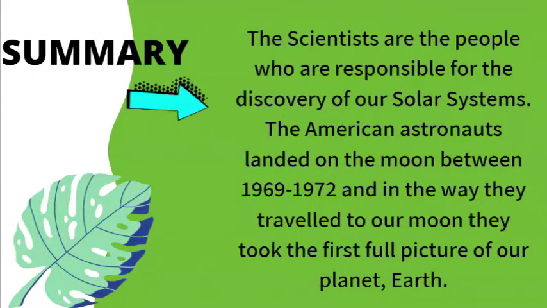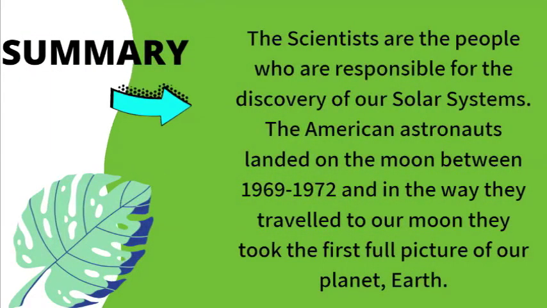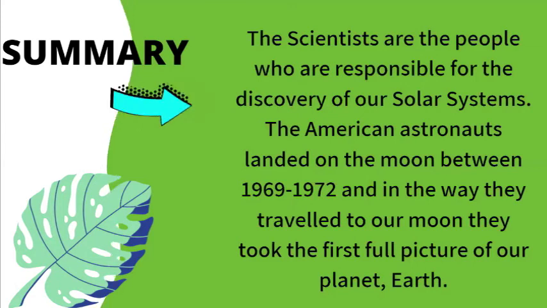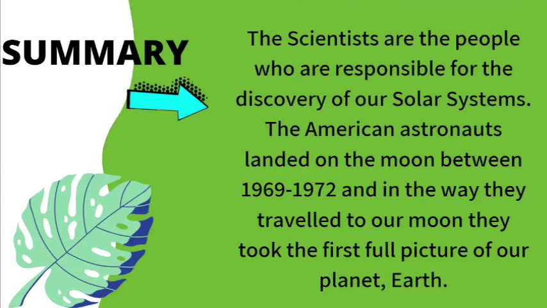The scientists are the people who are responsible for the discovery of our solar system. The American astronauts landed on the moon between 1969 and 1972, and on the way they traveled to our moon, they took the first full picture of our planet Earth.